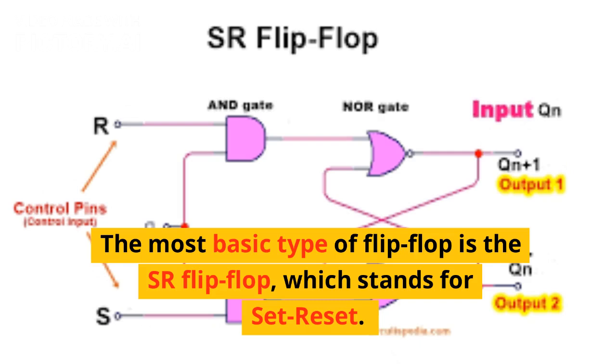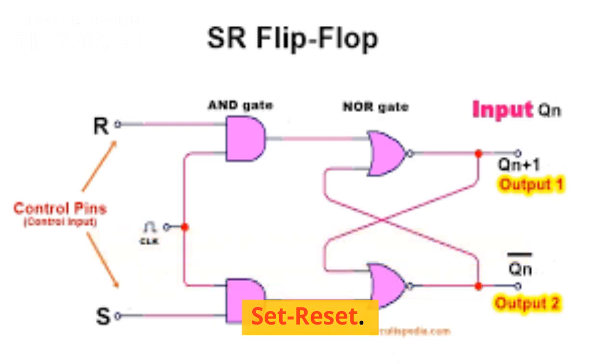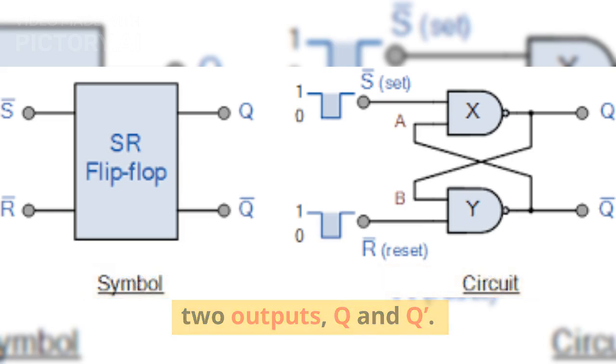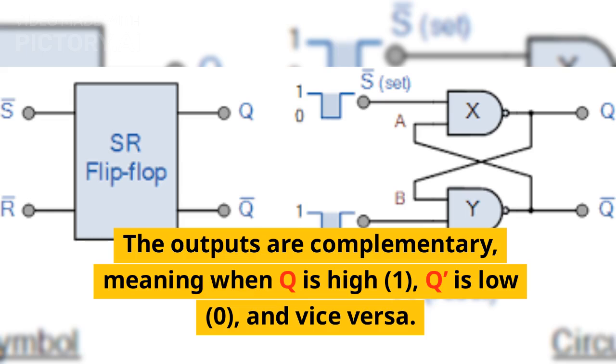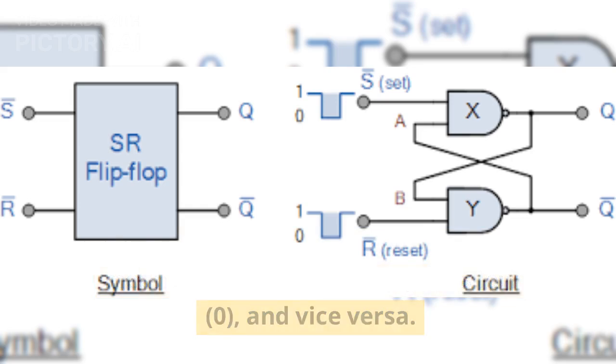The most basic type of flip-flop is the SR flip-flop, which stands for set-reset. It has two inputs, set and reset, and two outputs, Q and Q-bar. The outputs are complementary, meaning when Q is high, 1, Q-bar is low, 0, and vice versa.